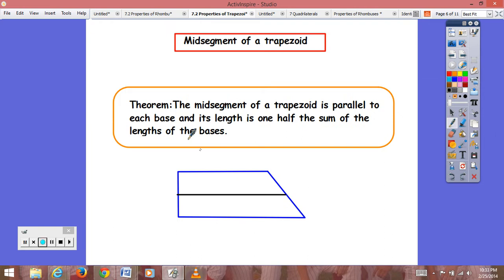and it is parallel to both bases, so all three of these are parallel, and its length is 1/2 the sum of the bases. So if we call this base 1 and this base 2, then the length of our mid-segment equals 1/2 of base 1 plus base 2.